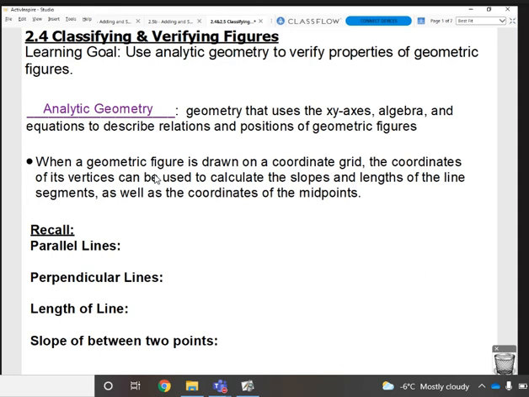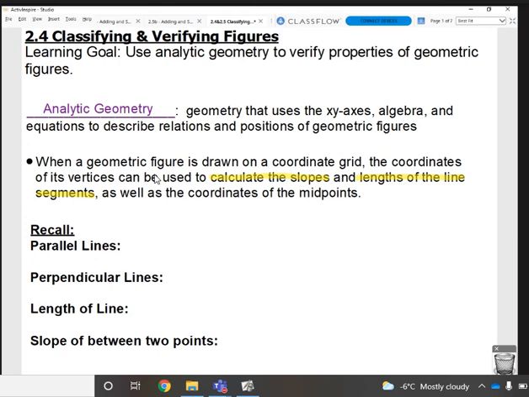To verify or even classify a shape, whether it's a triangle or quadrilateral, we're going to calculate the slopes of each line segment and also the lengths of each line segment, as well as the coordinates of the midpoint. There are cool and exciting ways to do things with midpoints, but for right now, we're just going to calculate slopes and the length of the line segment.